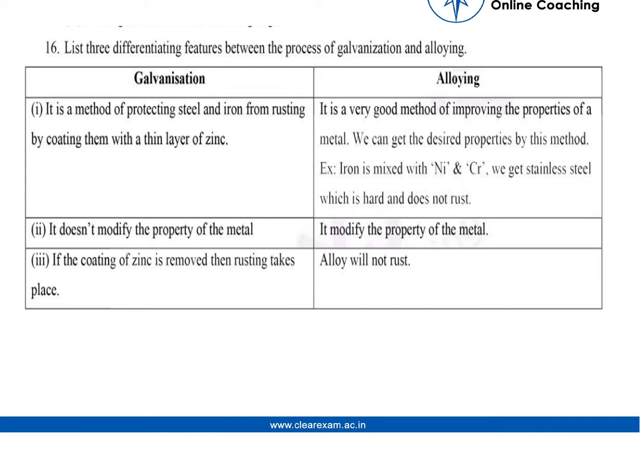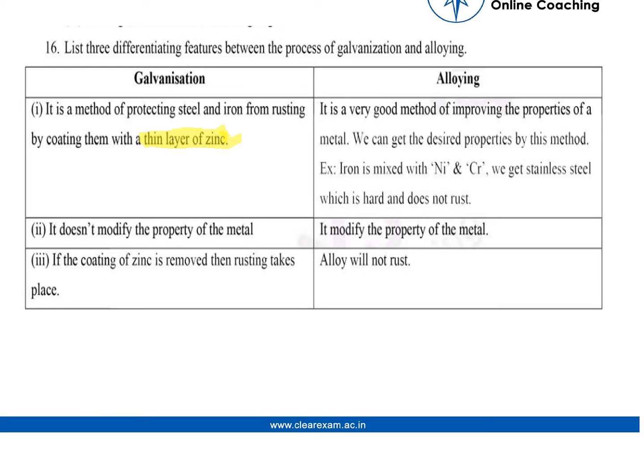Here first let's talk about differences between galvanization and alloying. Galvanization is a process of protecting steel and iron from rusting by coating them with a thin layer of zinc. So a thin layer of zinc is put on the steel and iron, as a result of which it protects it from rusting. Alloying is also a very good method of improving the properties of metal.